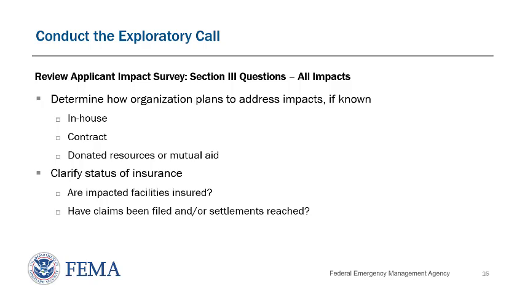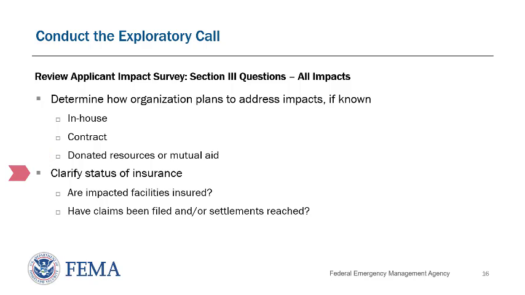Section 3 of the survey again refers to all impacts and asks about how the applicant plans to address their impacts if they know at this time. For instance, the applicant might choose to use its own labor forces and materials to complete repairs, or they may choose to outsource all or some of the work via contract. They may also utilize donated resources or mutual aid to complete all or portions of the work.